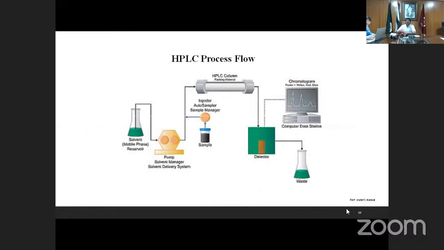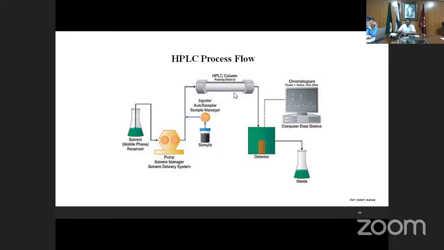This is the typical diagram. This is the solvent reservoir, and this is a pump which we are using in HPLC. Maybe it is an isocratic pump or gradient pump, any kind of pump which is placed after the solvent system. After the pump, we have the sample injection mode, which we normally call Rheodyne. This is the column packed with the stationary phase.